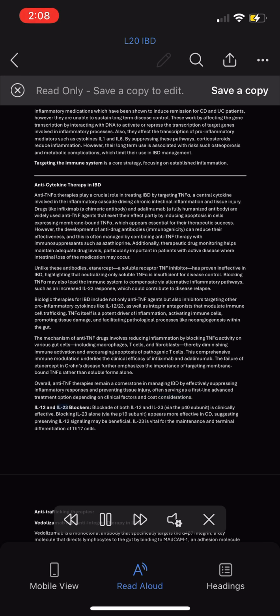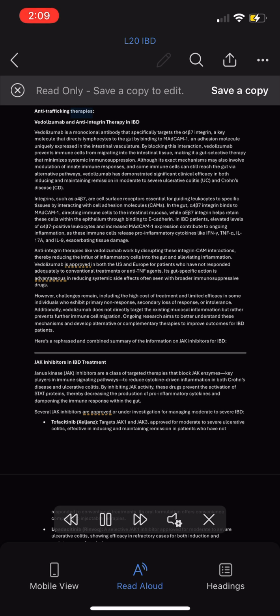IL-12 and IL-23 blockers. Blockade of both IL-12 and IL-23, via the p40 subunit, is clinically effective. Blocking IL-23 alone, via the p19 subunit, appears more effective in CD, suggesting preserving IL-12 signaling may be beneficial. IL-23 is vital for the maintenance and terminal differentiation of Th17 cells.